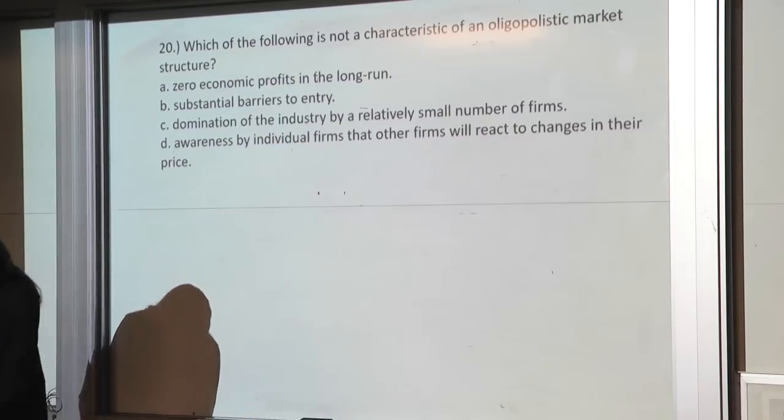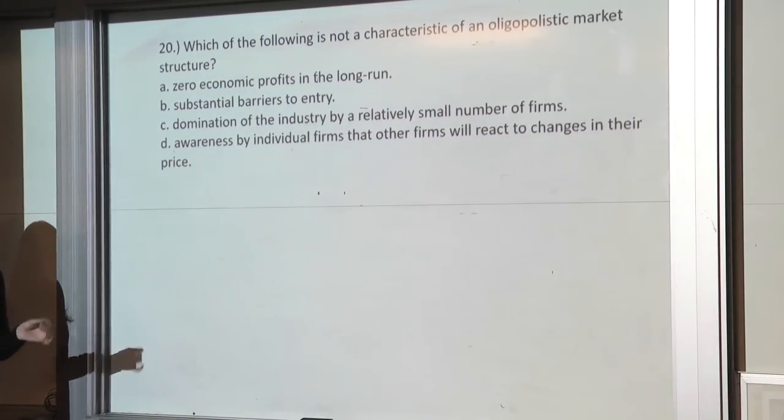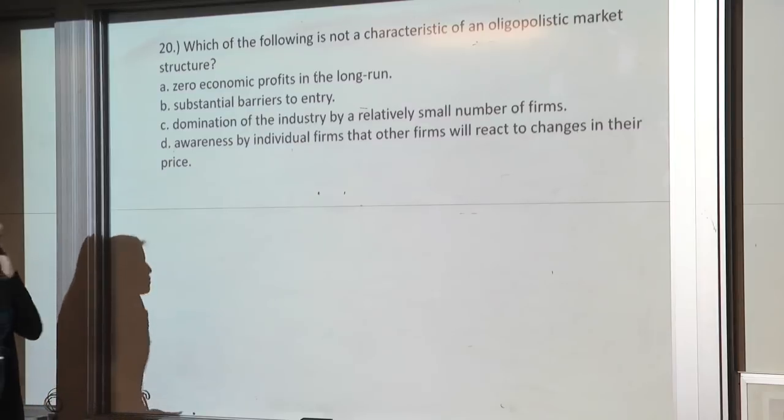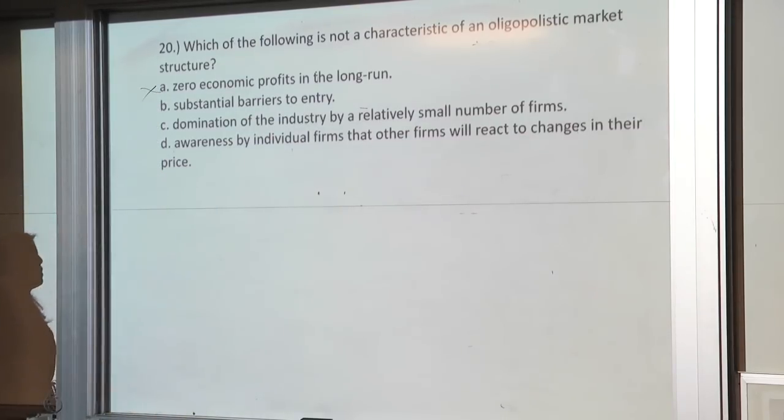Okay, and the last question: which of the following is not a characteristic of an oligopolistic market structure? A, zero economic profits in the long run. Zero profits is a characteristic of perfect competition, okay? So this is not a characteristic of the oligopolistic market structure.